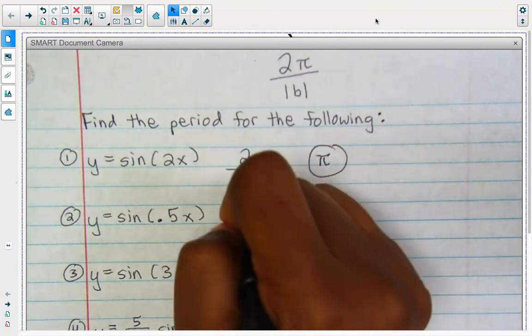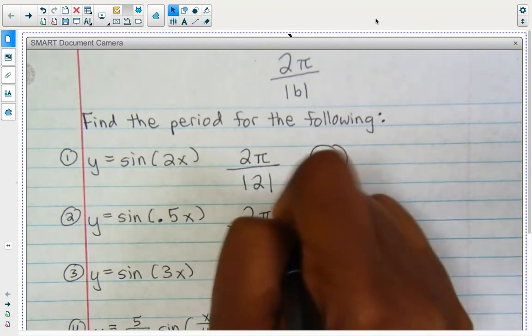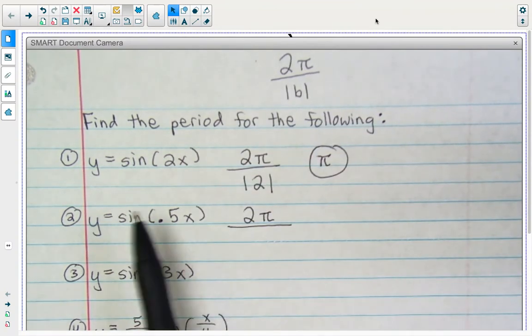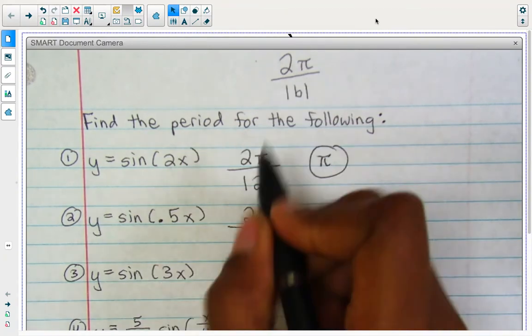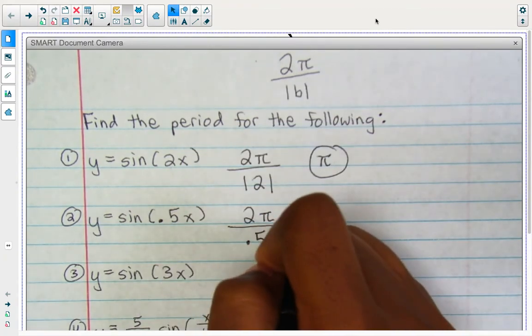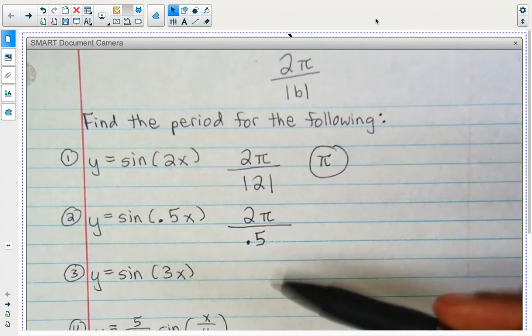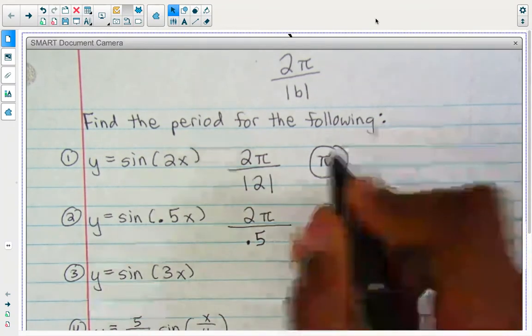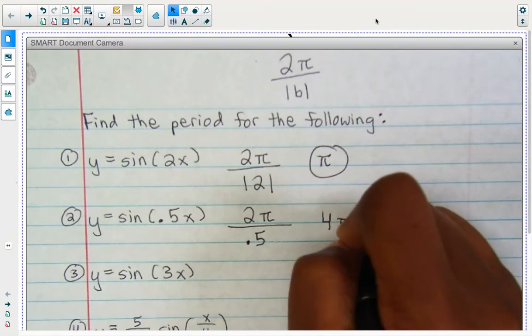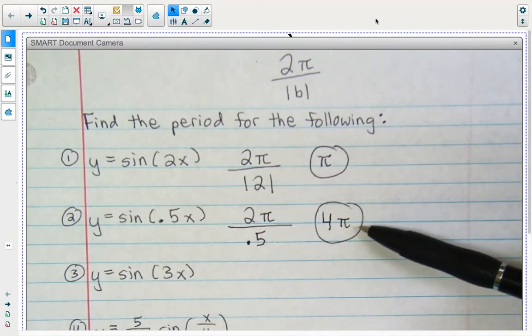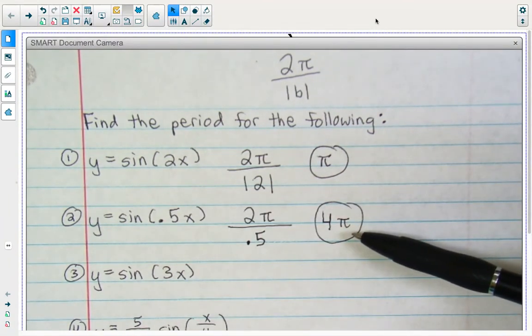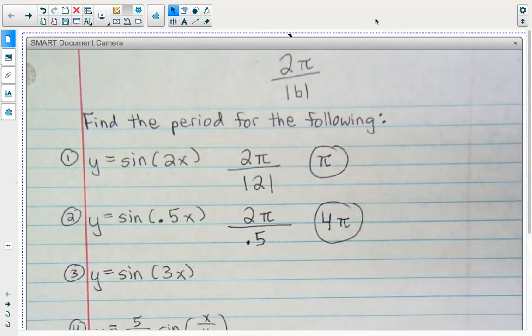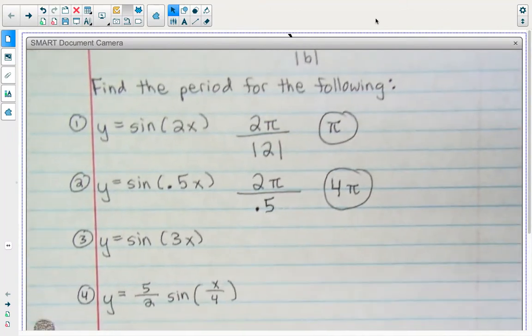Number 2. This time my b is 0.5. That's the number in front. Again, either mental math or you can type in Desmos, 2 pi divided by 0.5, 2 pi divided by half. You should get 4 pi. So this one repeats. This one is slow. So my parent graph repeats every 2 pi. This one repeats every 4 pi. So it's been stretched out a little longer. It takes a long time before it repeats itself.